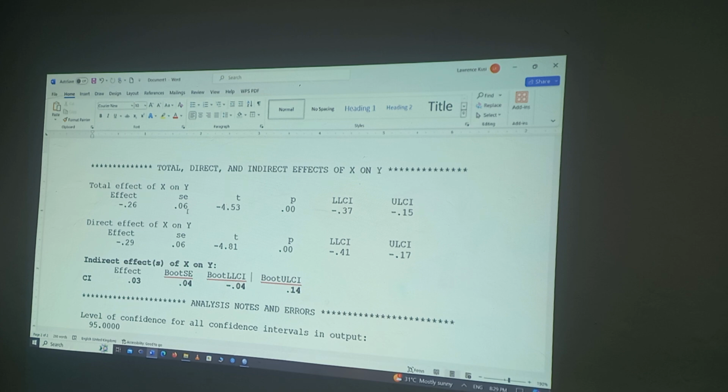Now if you look at the indirect effect, for instance, it is positive. But between the lower limit confidence interval, which is negative 0.04, and the upper limit confidence interval, which is 0.14, will you meet 0? Yes, you meet 0. If you meet 0, it means it is not significant. So we can say that customer integration will not mediate the relationship between supplier integration and profitability. That is what the data says.